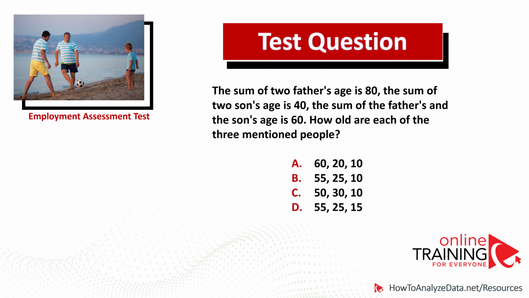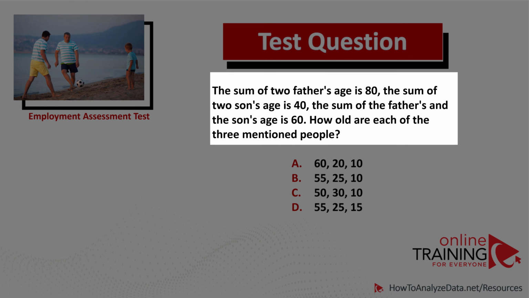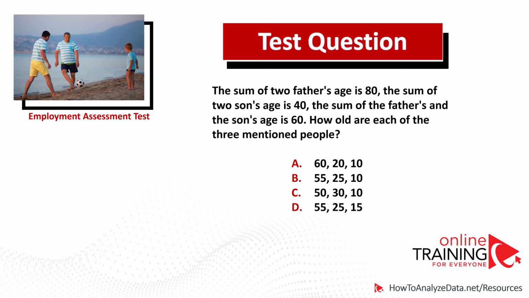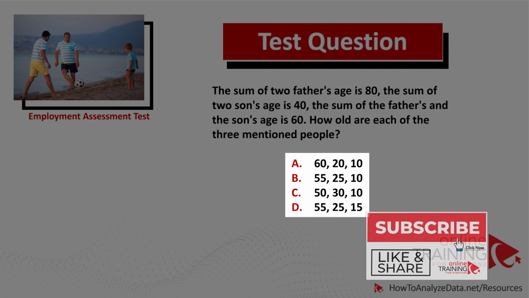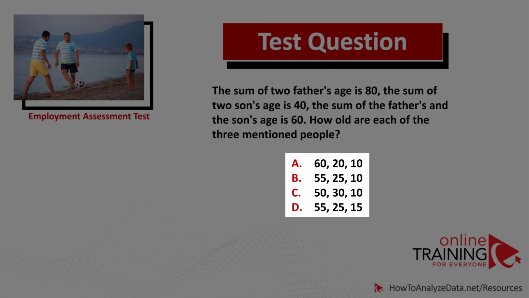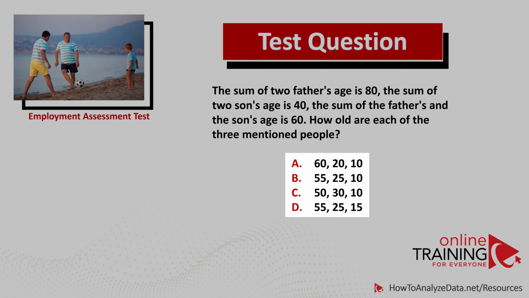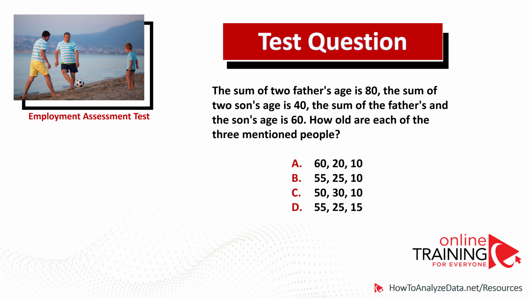Here's a question you might frequently get as part of an employment assessment test. The sum of 2 fathers' ages is 80. The sum of 2 sons' ages is 40. The sum of the father's and the son's age is 60. How old are each of the 3 mentioned people? And you have 3 groups of people. Choice A, 60, 20, 10. Choice B, 55, 25, 10. Choice C, 50, 30, 10. And choice D, 55, 25, and 15. Do you think you know the answer? Let's see if we can get to the correct answer together.